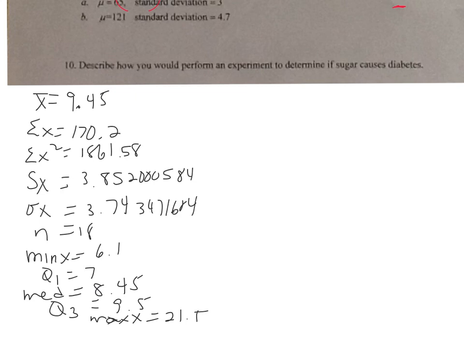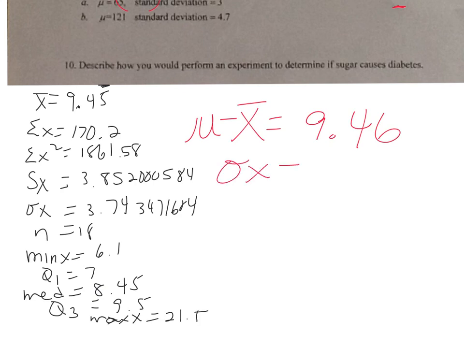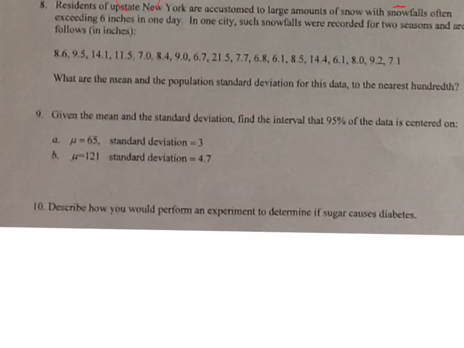All right, so we want the mean, and this also had a bar over it. So the mean, x bar, which is your mu, is equal to 9.46. That's to the nearest hundredth. And your population standard deviation, which is your sigma x, is 3.74. All right, next, number 9.